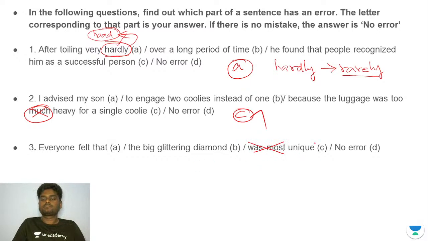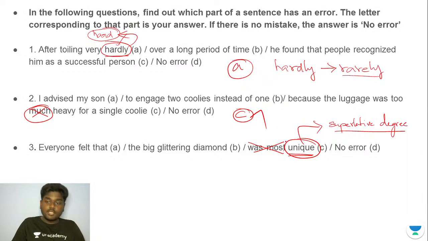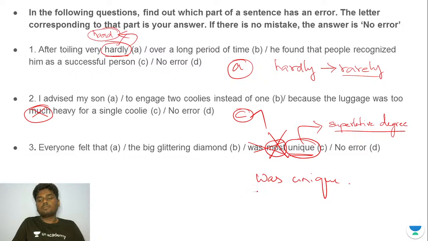Why? Because the term unique by itself is in a superlative degree. So in front of a superlative degree, you should not add most. So we need to remove most here. What should it be exactly? Everyone felt that the big glittering diamond was unique. That's it. So the term most should be removed here, and the error is with option C. Very good, guys.